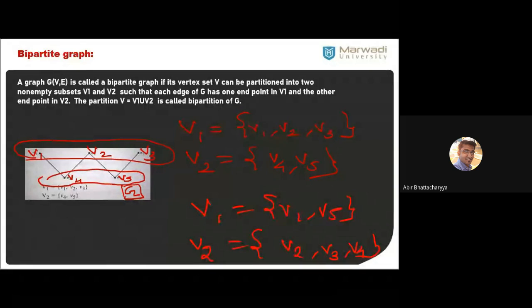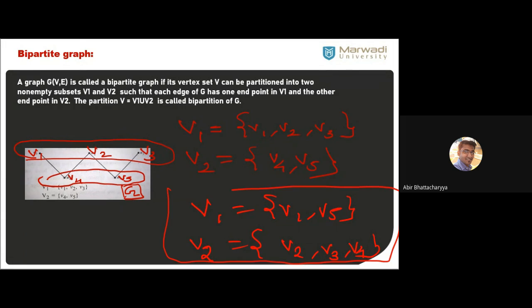V1, V5 and V2, V4, V3. Okay, this is a two-partition. Is it a correct partition? Tell me. V1 and V5 are not connected to each other. V2, V4, V3, are they connected to each other? Is it a correct partition or a wrong partition? Tell me.